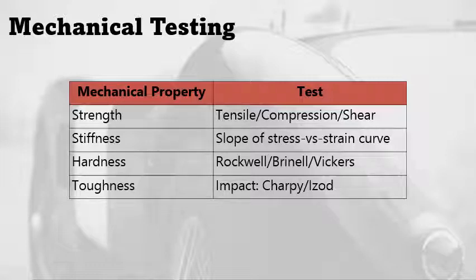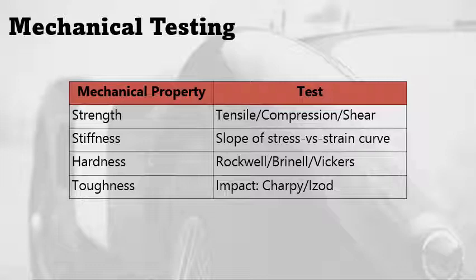We can also see in the table the different mechanical tests, or destructive tests, that can be done in order to measure these properties. For example, for strength, we can use tensile, compression, or shear test. For stiffness, we can have the slope of the stress-strain curve developed from the tensile test. Hardness test can be done using the Rockwell, Brinell, and Vickers test. Toughness can be done using impact test through Charpy or Izod testing.